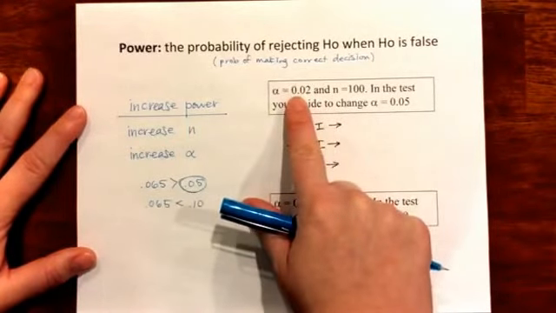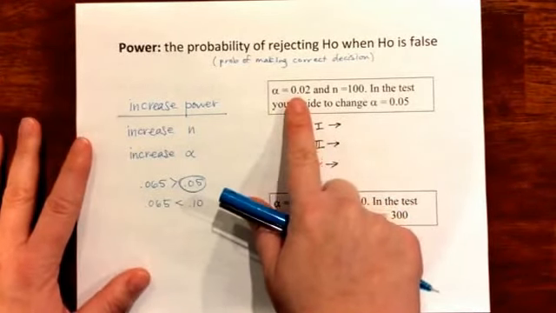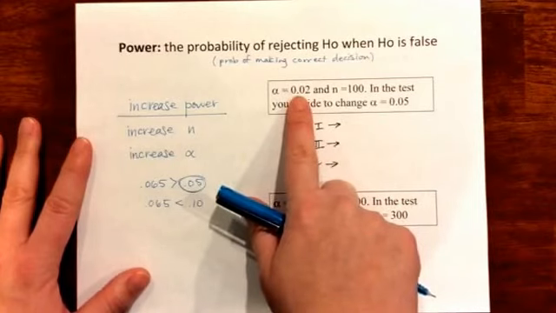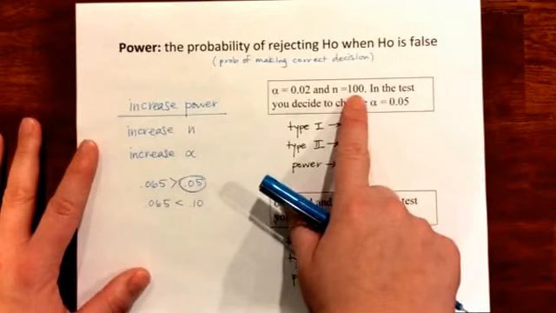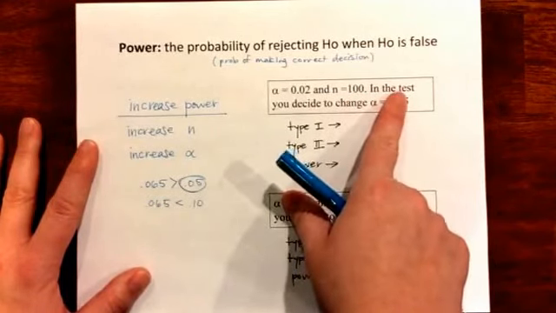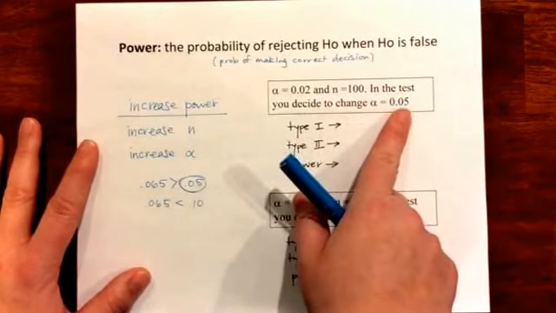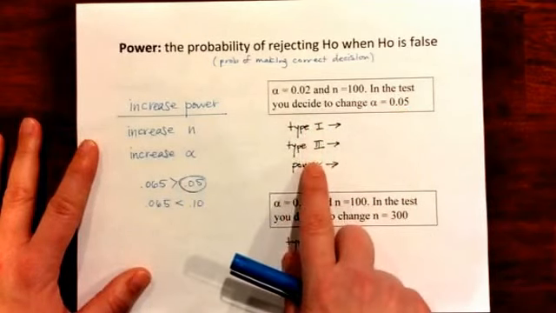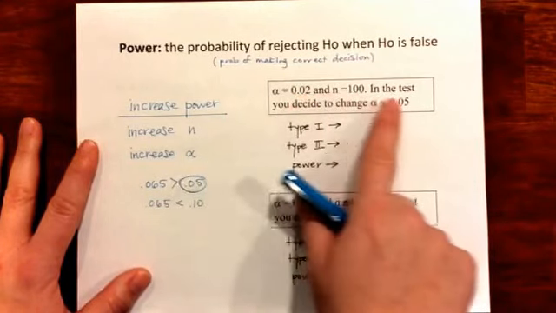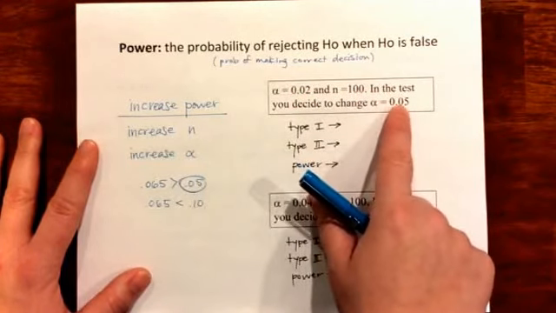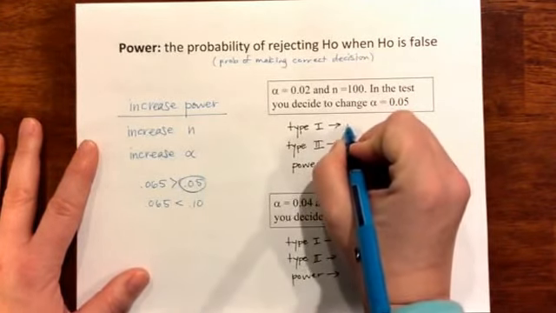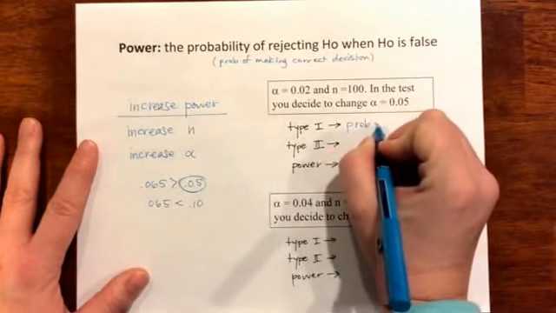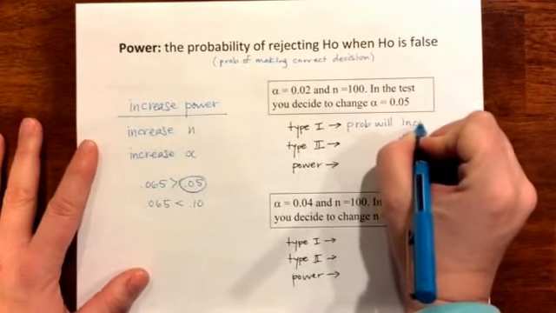So we're going to start off, let's say we did the CEO surfing online test at alpha 0.02 with a sample size of 100. You do the whole test, but then you say, you know what, I'm going to change that alpha to 0.05. What effect is it going to have on all these probabilities? Okay, so right away we see that the alpha increased. And alpha is the probability of a type 1 error. So we know that this probability will increase.